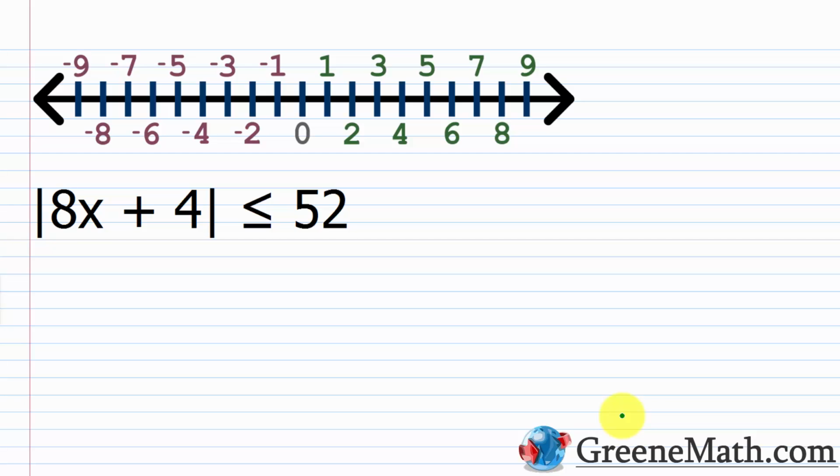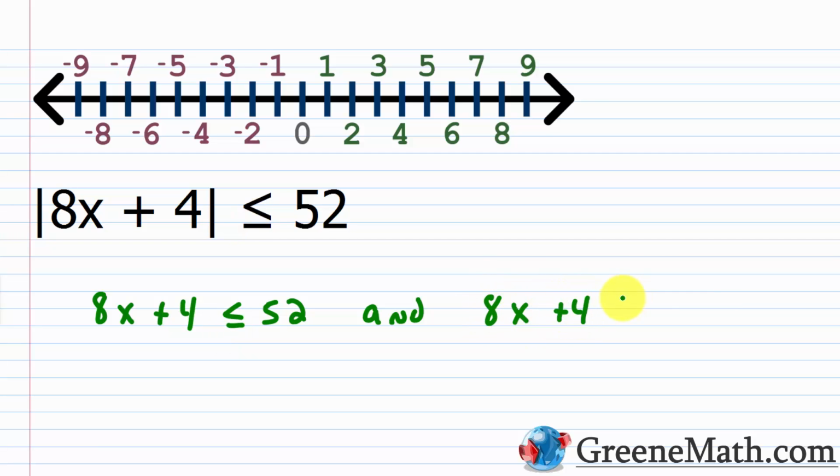So suppose we had the absolute value of 8x plus 4, and this is less than or equal to 52. Well, this guy's already isolated for me, so I don't have a whole lot of work here. All I've got to do is follow my rule. So I'm going to drop my absolute value bars. I'll have 8x plus 4 is less than or equal to 52. Then and, okay, I'm going to drop my absolute value bars. So 8x plus 4, flip the sign, so this becomes a greater than or equal to, make 52 negative.